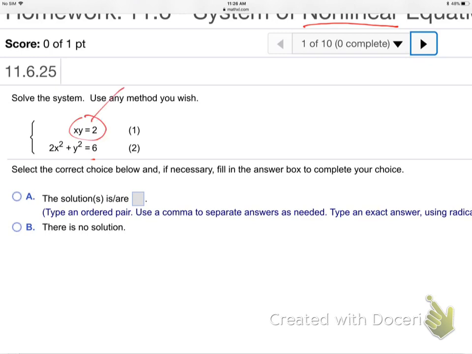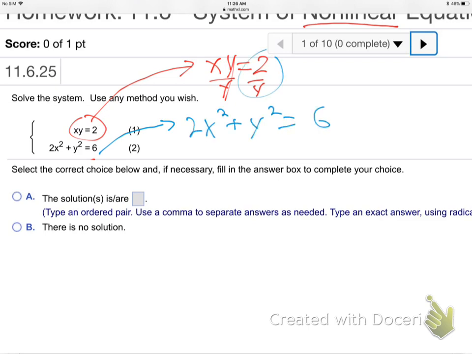So let's just take this equation, xy equals 2. You could solve for x or for y. It doesn't really matter which one, and plug into the other. It's just a little tedious, but I think you generally know what to do. So let's just divide by y, so x is 2 over y, and then plug that into the other one. We'll bring the other one over right here: 2x squared plus y squared is 6. So take that and put it in for x.